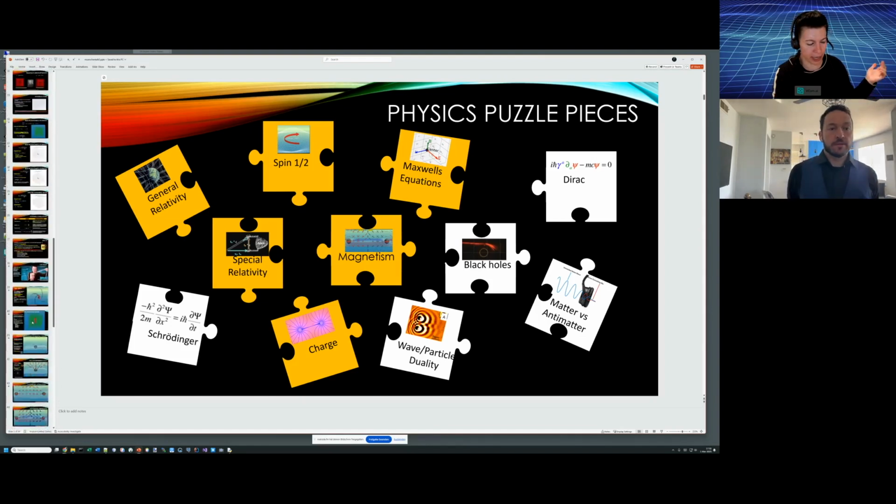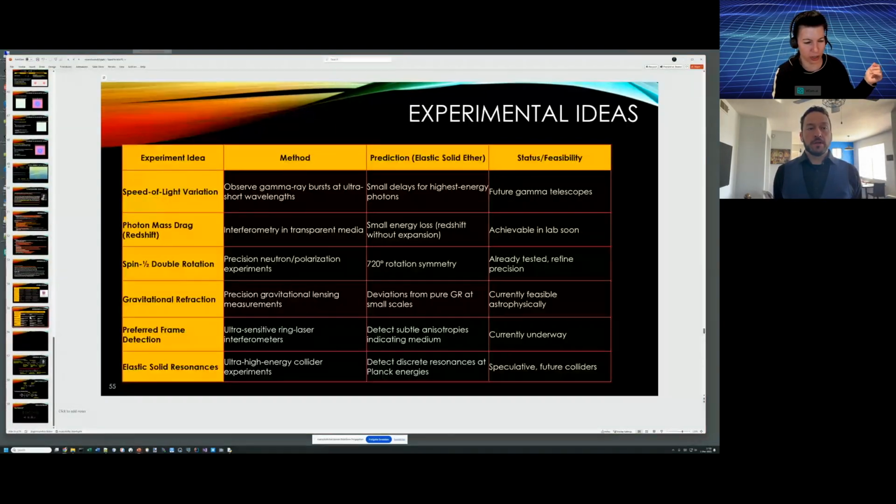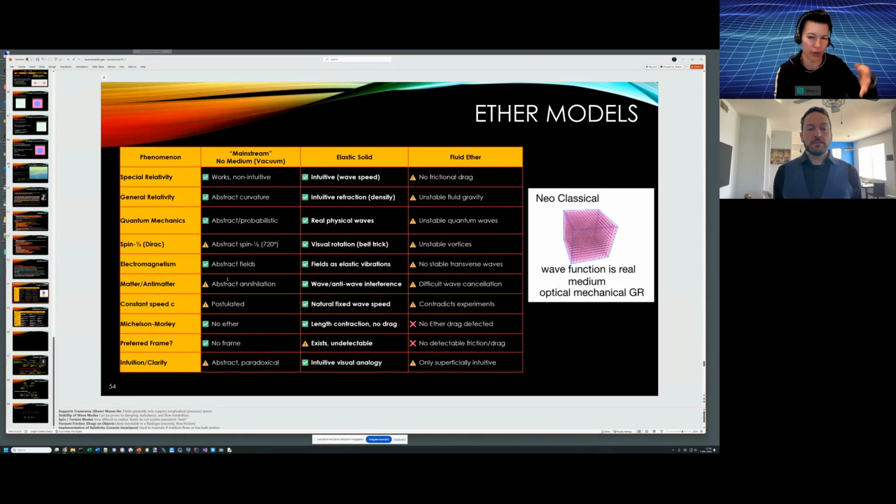Actually, I'm done. I have one more summary slide. Some people have the fluid ether. I see some problems there because in a fluid ether, we know that these particles, in quotes, are stable, right? When you have a fluid, how do you keep everything stable? How do you get transverse waves and all that? That's why I think a fluid ether doesn't really work. We haven't detected any ether drag or anything like that. So that's the reason why I think an elastic solid makes more sense.